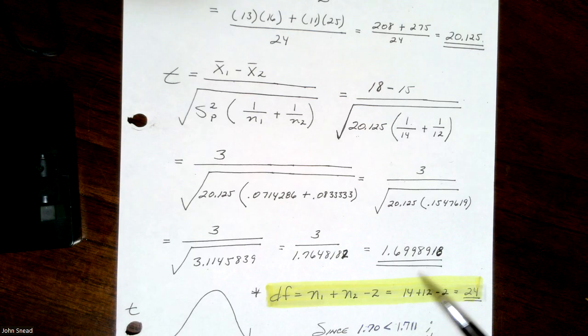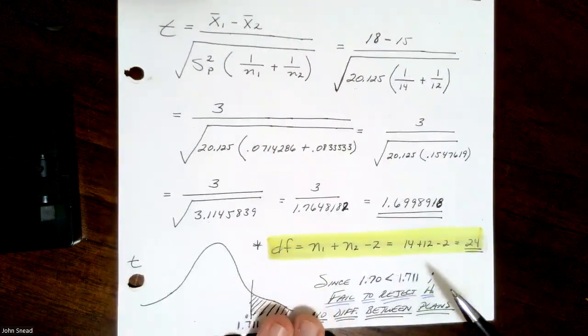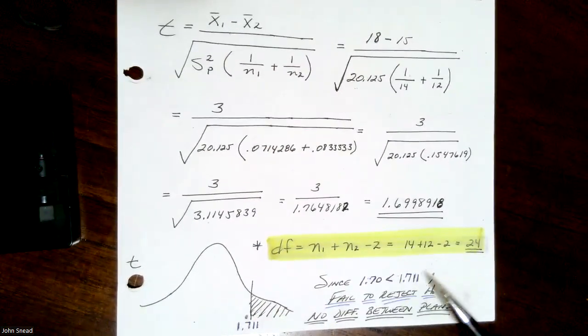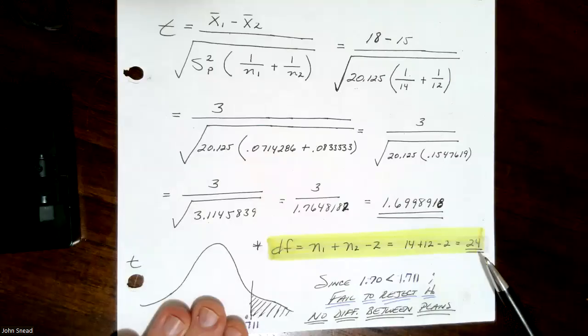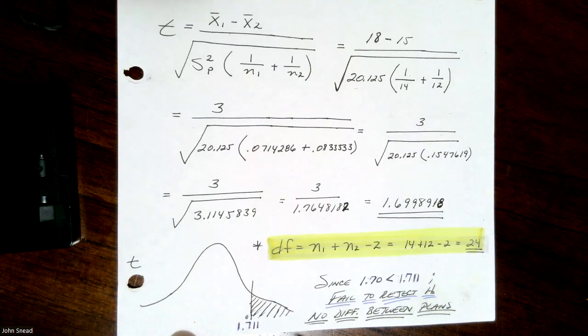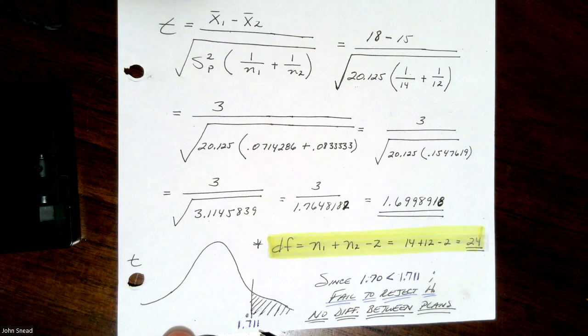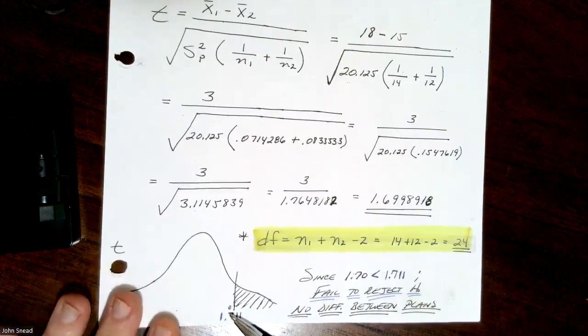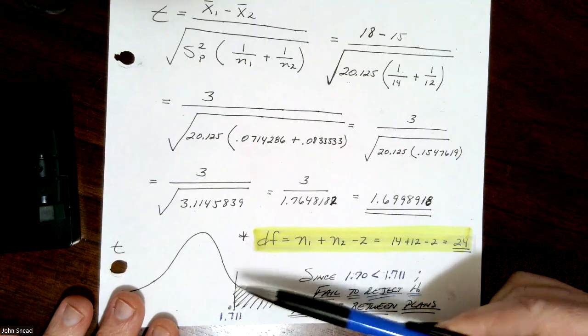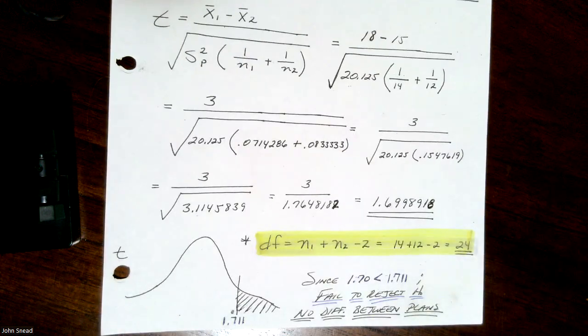So that's almost 1.7. Now what we're going to do is go to the T distribution. The number of degrees of freedom will be the number in group 1 plus the number in group 2 minus 2. So this is going to be a one tail test, 24 degrees of freedom. You should come up with a T critical value of 1.711. I've got a little dot there to notice that we're at 1.699. Man, we're close.